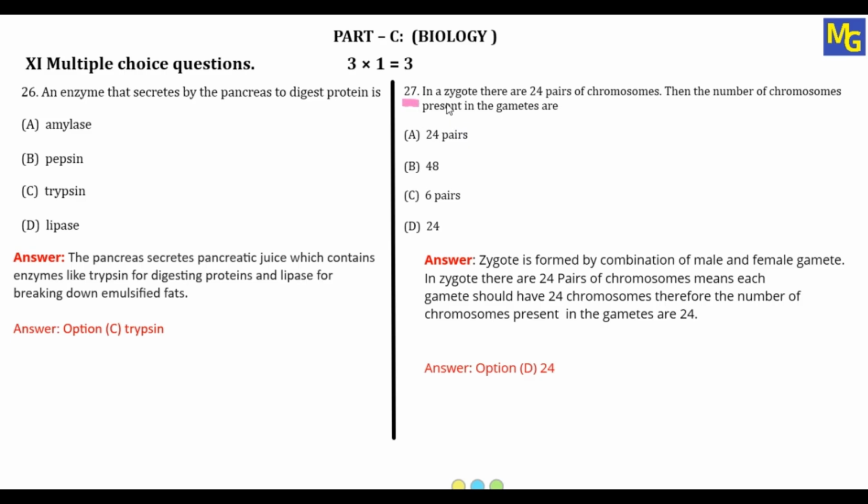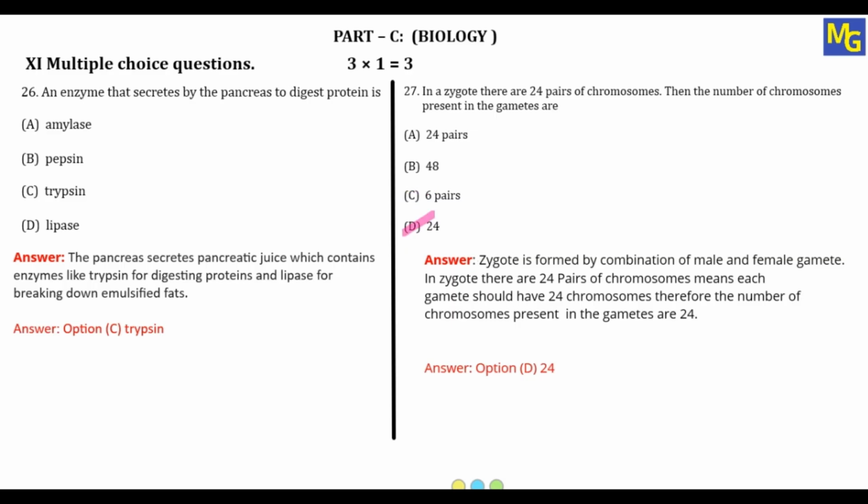Question number 27. In a zygote, there are 24 pairs of chromosomes. Then, the number of chromosomes present in the gametes are. So, see the question. Here they have given zygote has 24 pairs of chromosomes. 24 pairs means one pair has 2 chromosomes. And we have to find out the number of chromosomes present in gamete. So, the options are 24 pairs, 48, 6 pairs and 24.